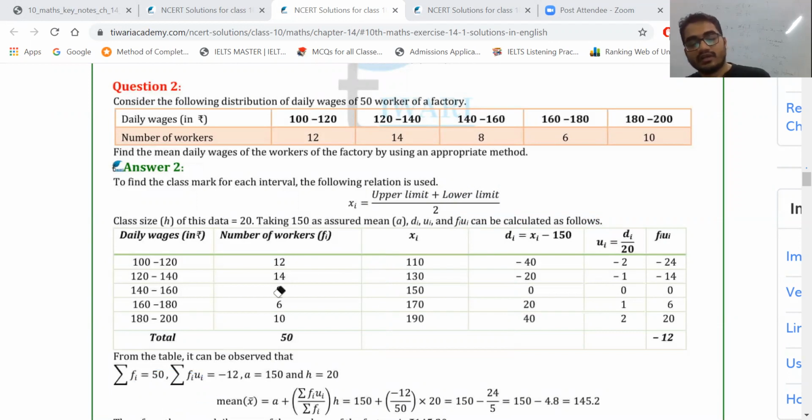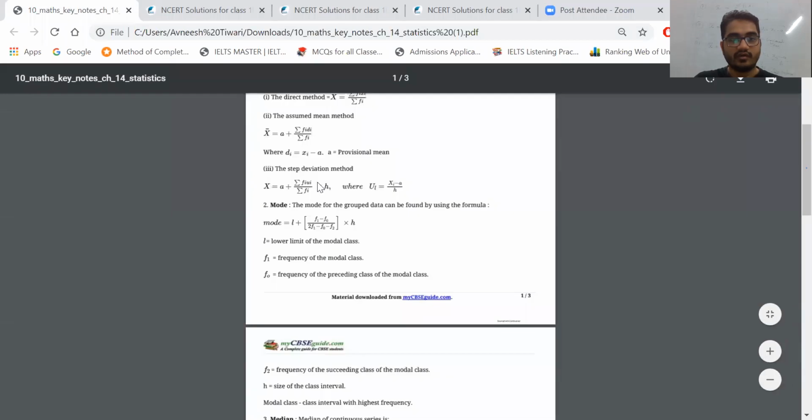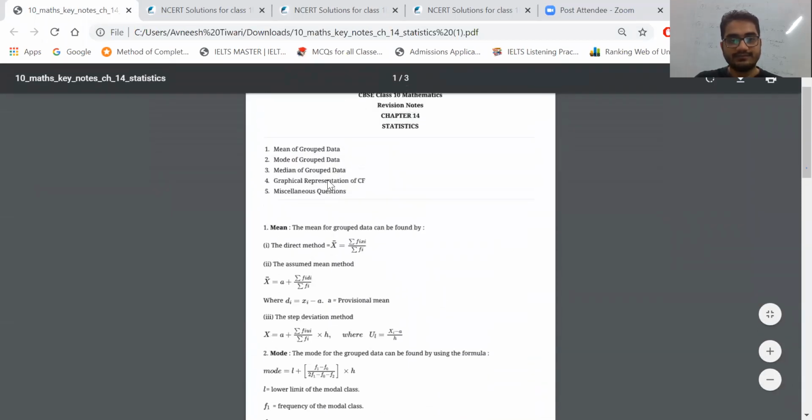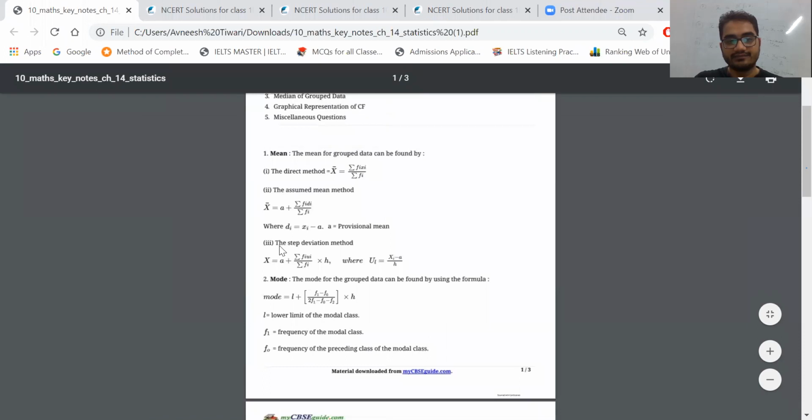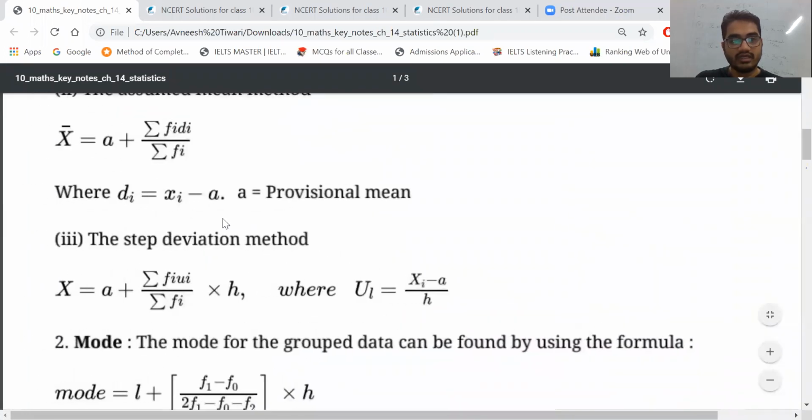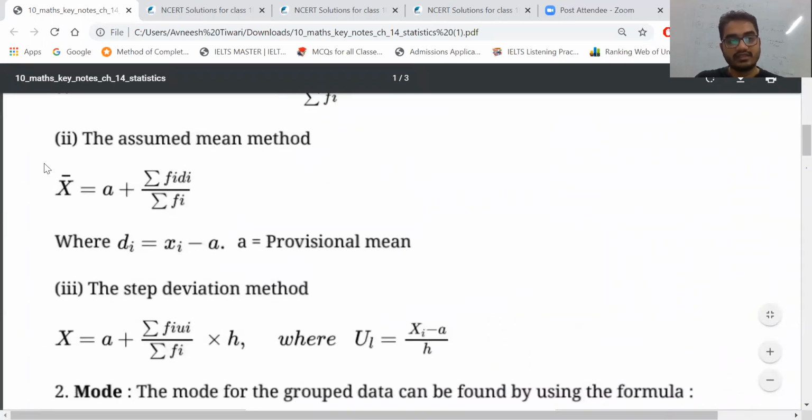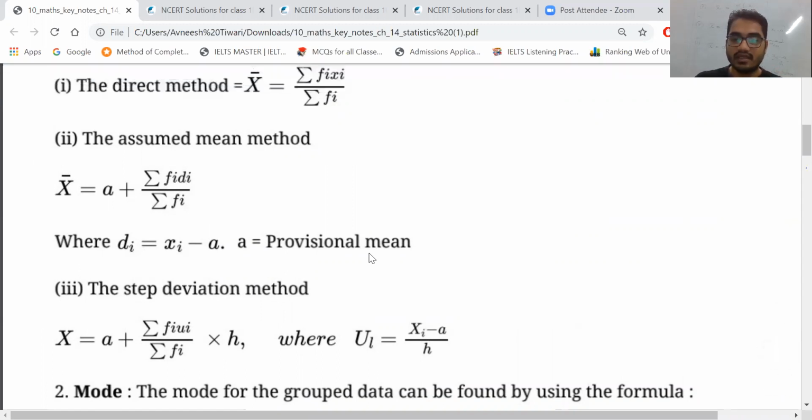Now as you know, just reminding you of the formula, I'll take you to this page. The formula is written over here. So the second method is, what is the formula? X bar is equal to a plus summation fi di upon summation fi, and di is equal to xi minus a. Di is equal to xi minus a, and a is what? That is a provisional mean.